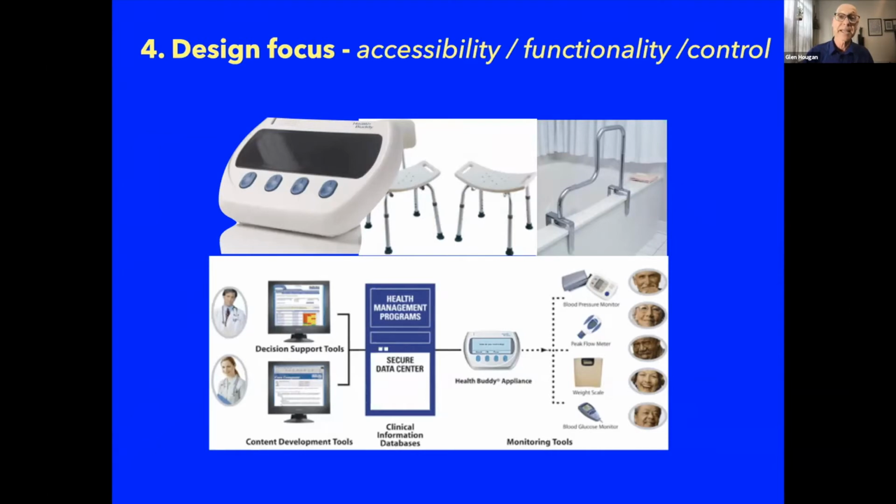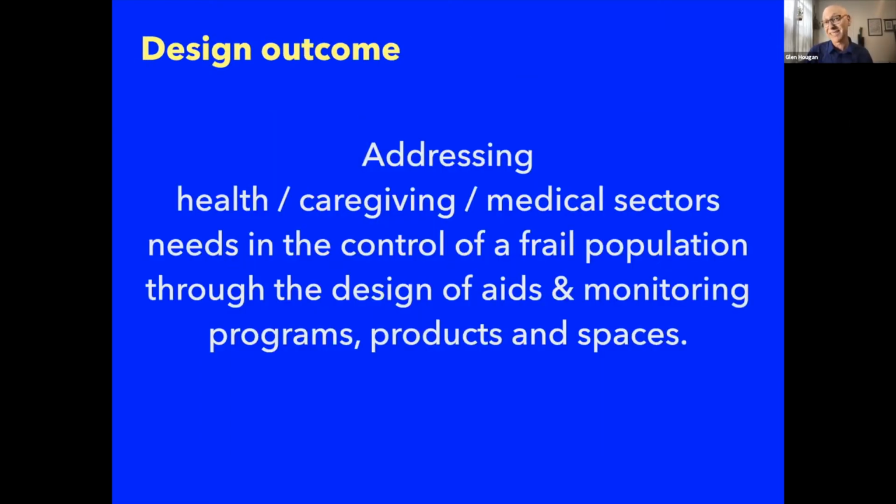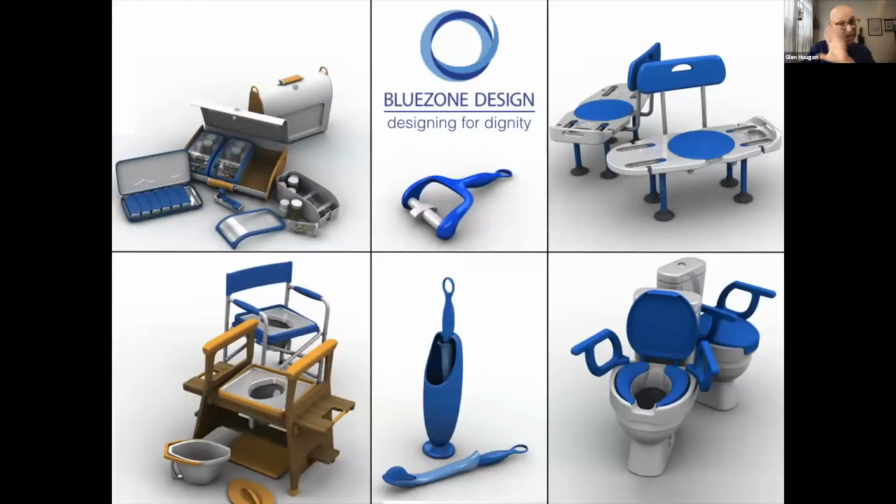But really, a lot of times it's around the institution and control of that population in a healthcare environment. So the problem, I think, is that the design outcome is a little bit ageist. We're addressing health, caregiving, and medical sectors needing control of a frail population through the design of aids and monitoring programs, products, and spaces. And I think that's a problem. And I will say I'm guilty of it. Most of the people that approach me are dealing with these issues, because there's a lot of design need, but it is a very select and small segment of the products this group is using. But it's this one that's getting the narrative about who they are.